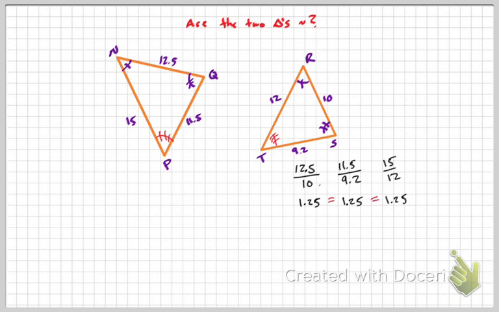So the answer to the question, are the two triangles similar? Yes, because number one, all three corresponding angles are congruent, but also because the side lengths are proportional. And we know it's proportional because the ratios are equal. Okay?